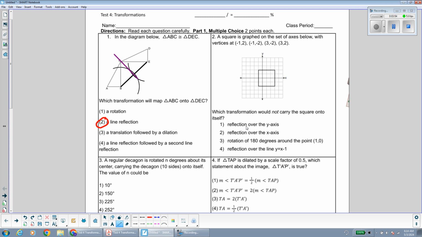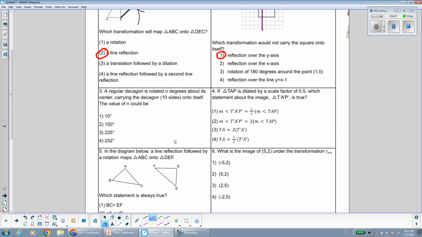Answer choice 3 is a rotation of 180 degrees around the point 1, 0. Here's the point 1, 0. Notice that is in the center of the square. So if you do rotate the square 180 degrees or even 90 degrees around this point, it will map exactly onto itself. So the correct answer choice is answer choice 1 because the y-axis is not a line of symmetry.